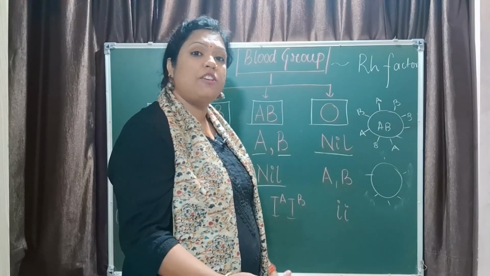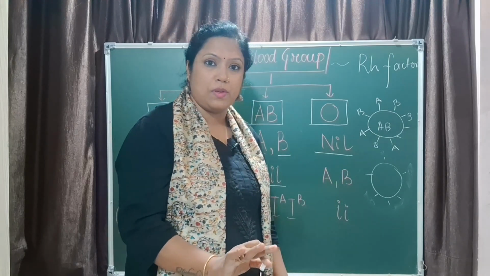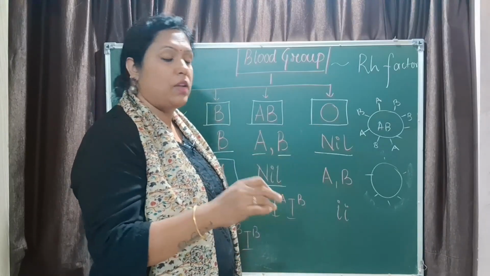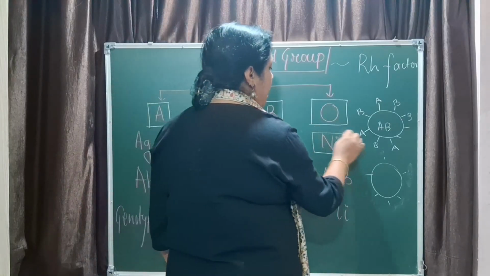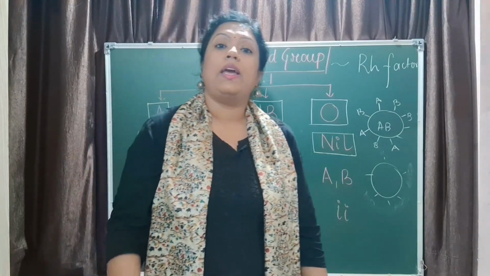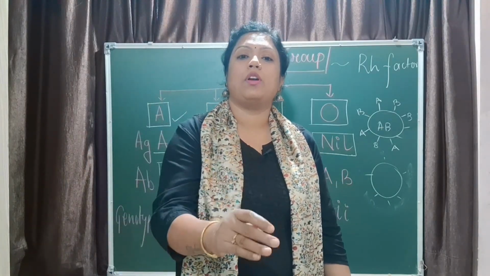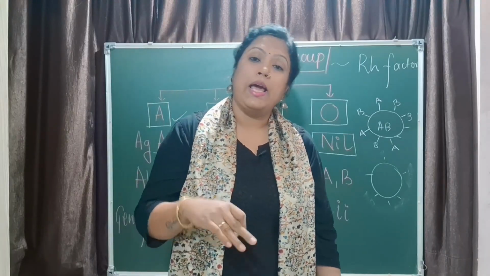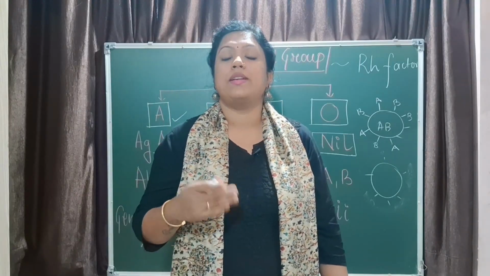So O can receive blood only from O people, but can give blood to anyone. The reason is it does not have any antigen. Since it does not have any antigen, it cannot generate antibody production in somebody else. So O is a universal donor and AB is a universal recipient.